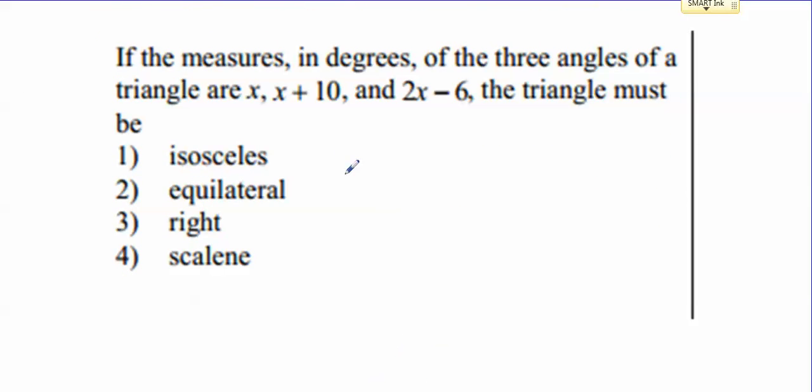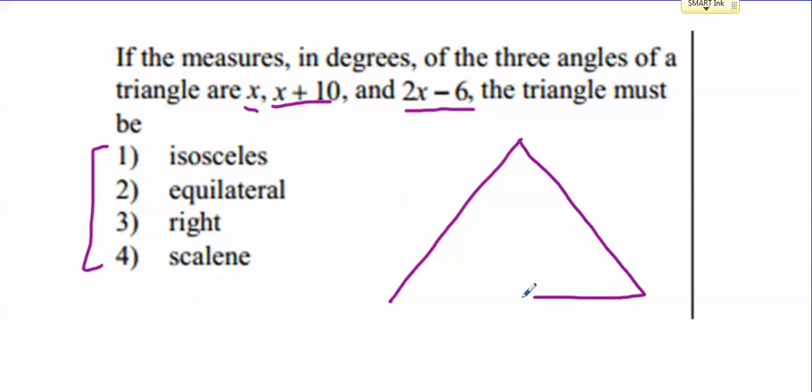You have a triangle, and the three angles are x, x plus 10, and 2x minus 6. We want to find out what kind of triangle it is. Well, how are we supposed to do that? If you don't know what to do, always just start by drawing the triangle. Let's just draw this here. We don't know what it really looks like, but we know it has three angles: 1, 2, and 3. And we know that our angles are x, x plus 10, and 2x minus 6.